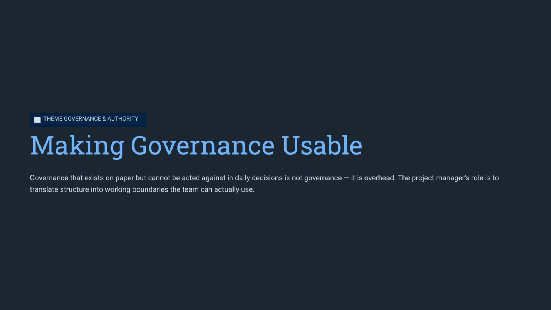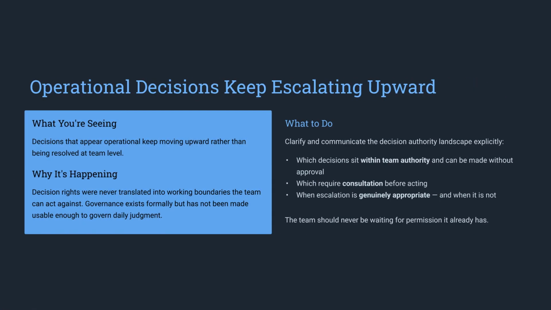Governance must be usable. If it only exists on paper, it becomes unnecessary overhead. Your role as a project manager is to translate formal structure into clear, actionable boundaries for your team. When operational decisions constantly escalate, it means governance isn't working at the team level. Explicitly communicate decision authority, clarify what needs consultation, and ensure the team feels empowered to act without unnecessary permission.